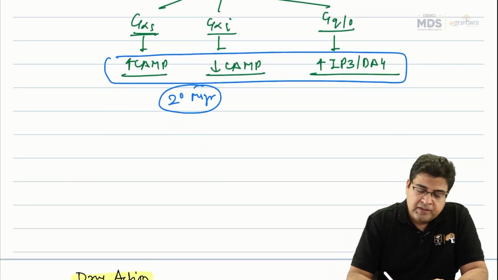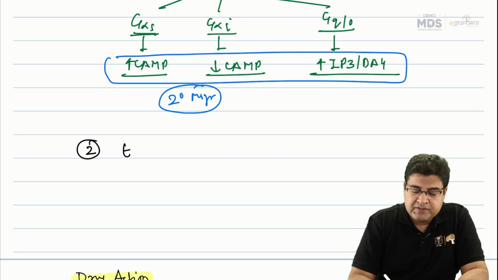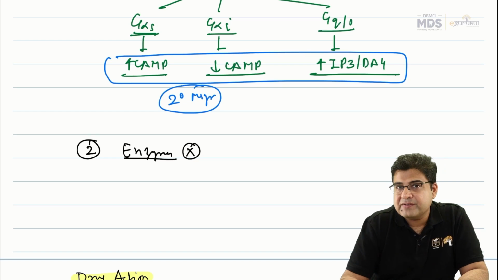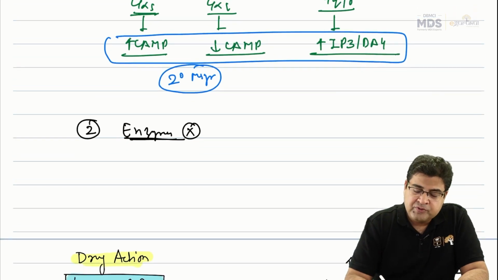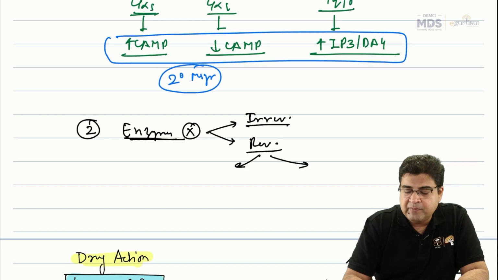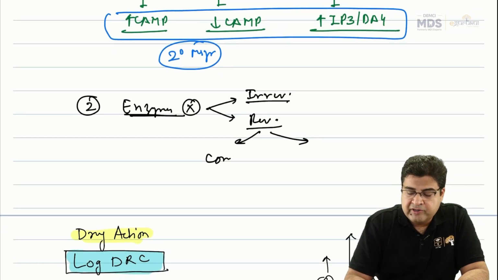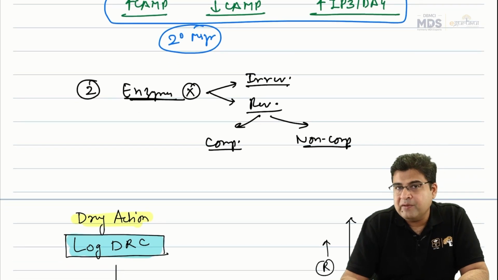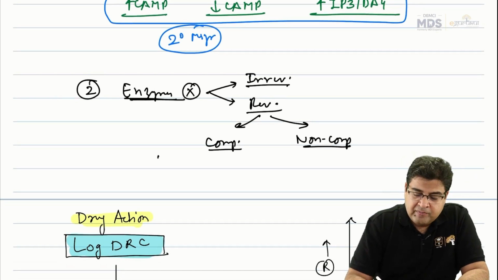Now, the second important target of the medicine is enzymes. Medicines can go and bind to various enzymes, and these medicines are enzyme inhibitors. Medicines can inhibit the various enzymes of the body. Now, enzyme inhibition can be of 2 types: irreversible enzyme inhibition and reversible enzyme inhibition. Reversible enzyme inhibition can further be of 2 types: competitive or non-competitive. Now guys, in competitive enzyme inhibition, the value of Km will increase, but the value of Vmax remains the same.